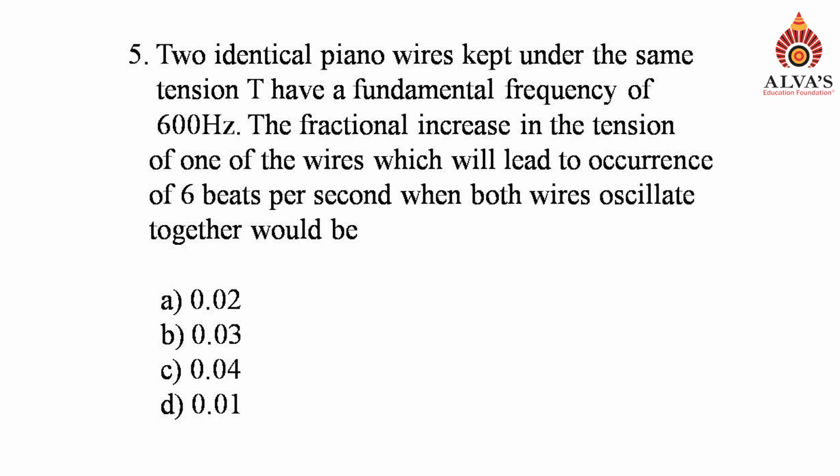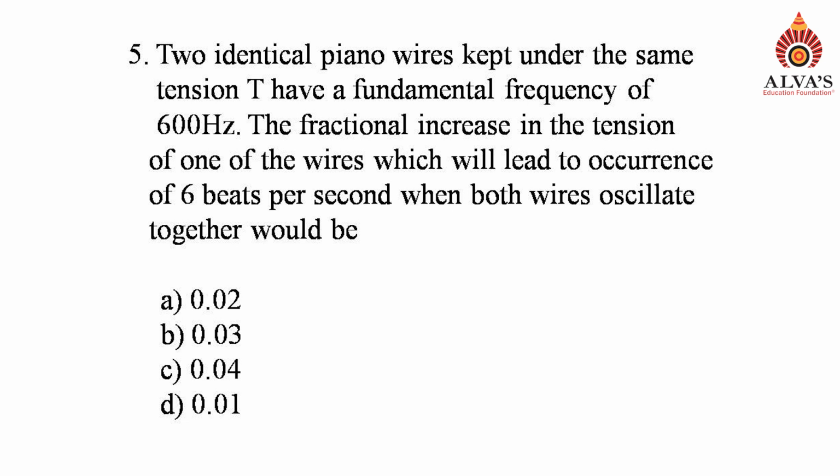Fifth one: two identical piano wires kept under the same tension T have a fundamental frequency of 600 hertz. The fractional increase in the tension of one of the wires, which will lead to the occurrence of 6 beats per second when both wires oscillate together, would be.